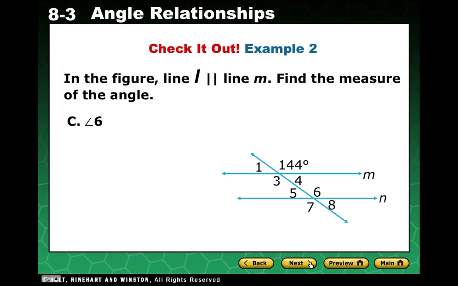Okay, angle 6, we know without doing any work, is 144 degrees because those are corresponding angles. They're both in the same position on their 2 lines.